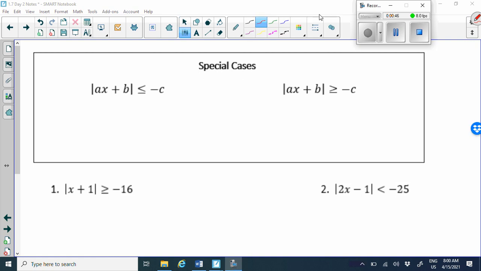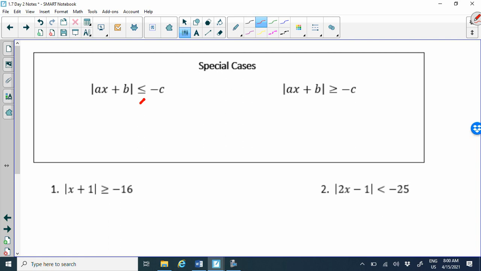On the first one, notice that we do have the and problem. So this is our less than. Anytime we have the and, the less than, so we have the absolute value of ax plus b less than or equal to, or just less than, a negative value, this is when we have no solution. So you just put no solution.